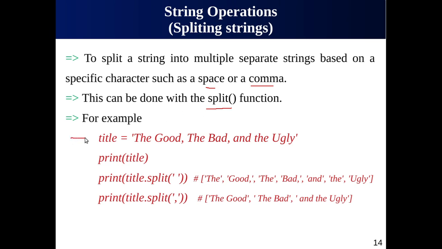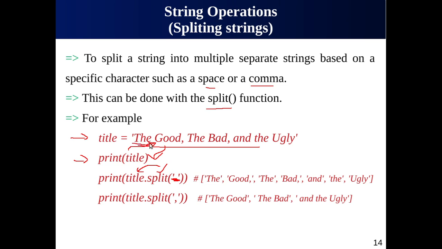For example, you have a string and the title is the good, the bad, and the ugly. If you print this string, it will display the whole string. But I want to separate this string with the help of a space. This represents a space. And you see, I am applying this built-in function on this variable title, which contains this string. Take this string and split it into different strings on the basis of this information, and this is actually a space.